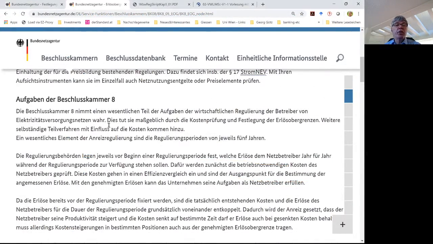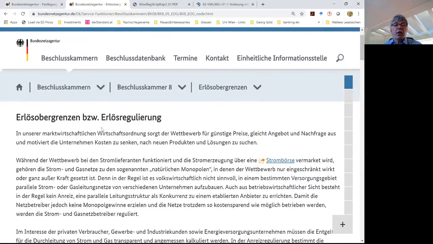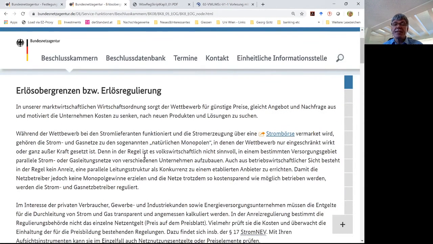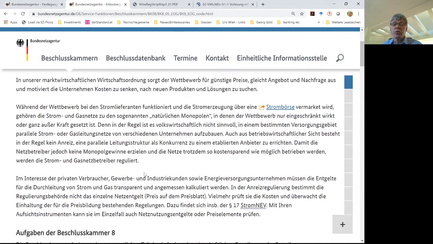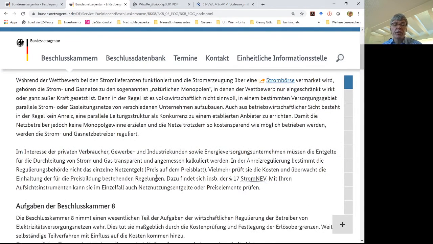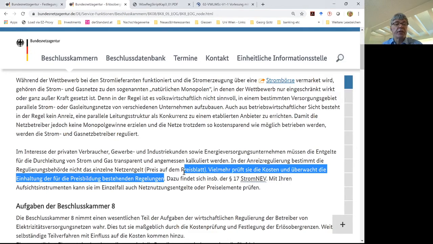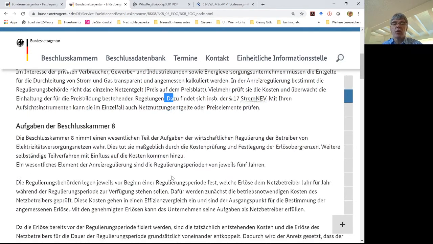Here what you see is they want to set prices as if there were competition. That's how they want to do that. So they look into the costs and so on, and check what the prices are.